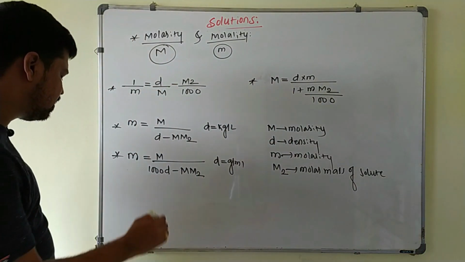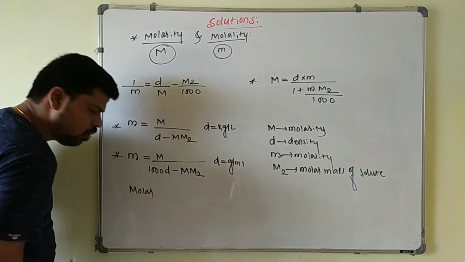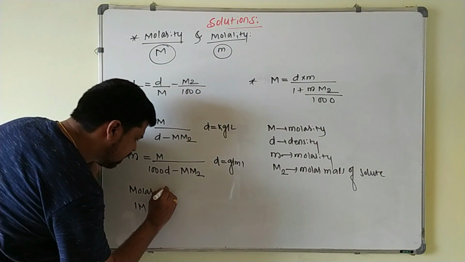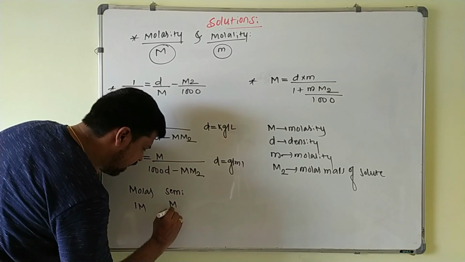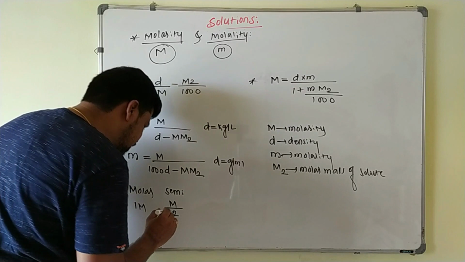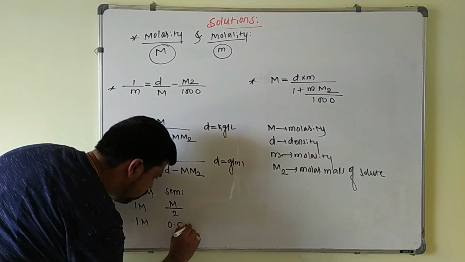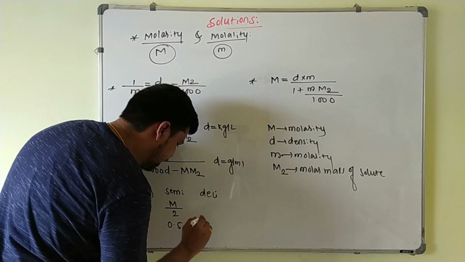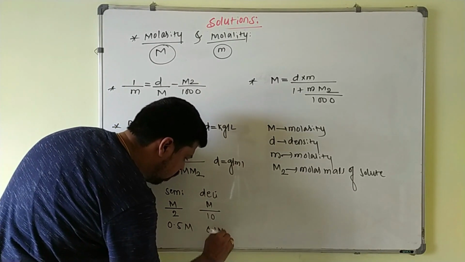Next important point: suppose I take a 1 molar solution. Next is semi-molar, they will give. Semi-molar is nothing but molarity divided by 2, so 1 molar becomes 0.5 molar. Next one is decimolar, which is nothing but molarity divided by 10, that is 0.1 molar.